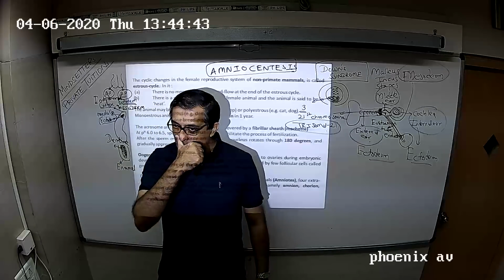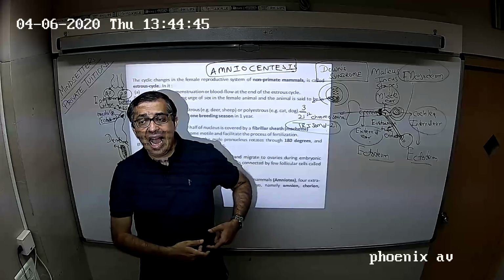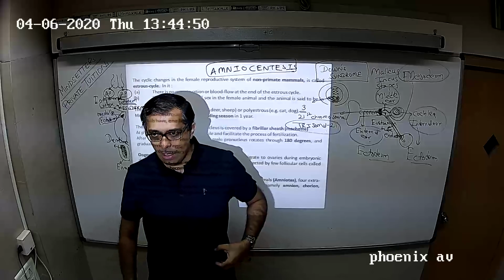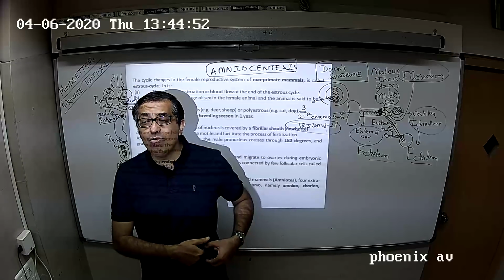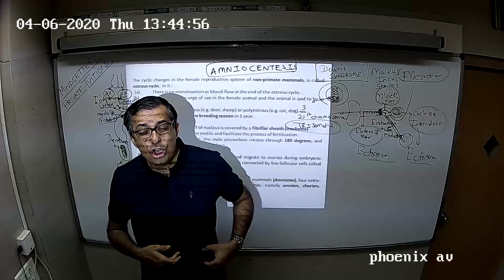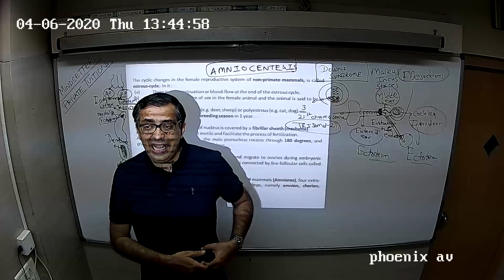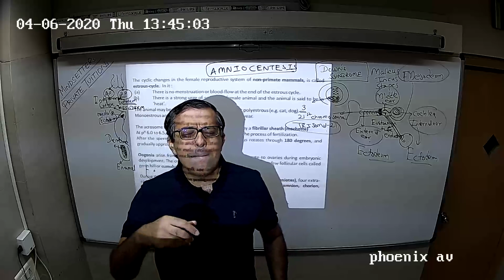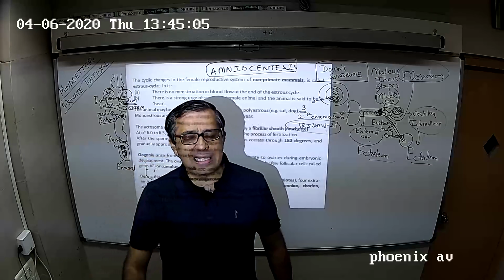Sir, estrus cycle में क्या होगा? They will have ovulation only once in a year. We have ovulation once every 28 days, once every month. So 12 times in a year. In these animals, ovulation is only once in a year, maximum twice in a year.